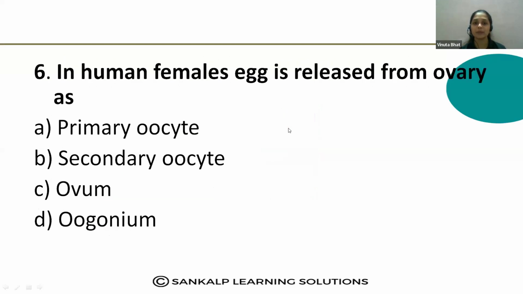Sixth one, in human females, egg is released from ovary as primary oocyte, secondary oocyte, ovum, oogonium. How is it released from the ovary? The egg is released in which form? What is the correct answer for the sixth question? Yes, option C, ovum is the correct answer.